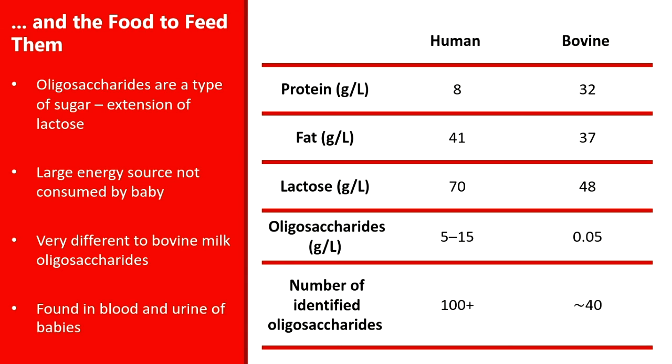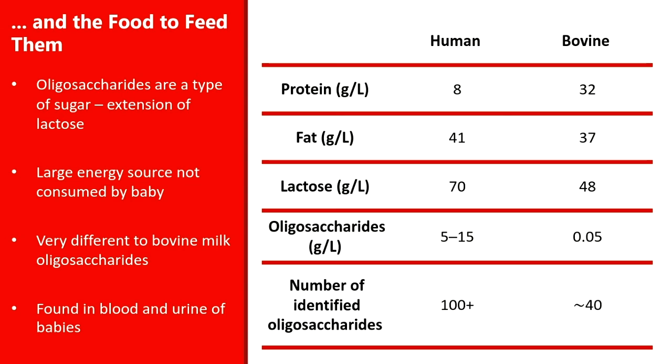And these are a type of sugar that are effectively an extension of lactose, and they're a large energy source that's not typically consumed by the baby. So bringing it back to an evolutionary perspective, this means that there has to have been a purpose for these human milk oligosaccharides to be present.